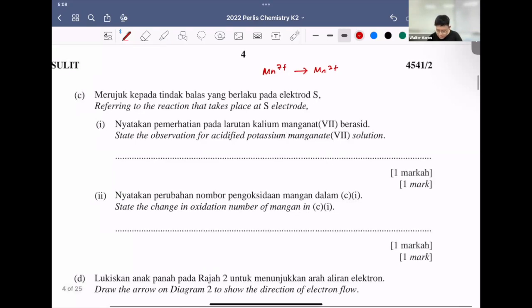So you say here, solution changes from purple to colorless.